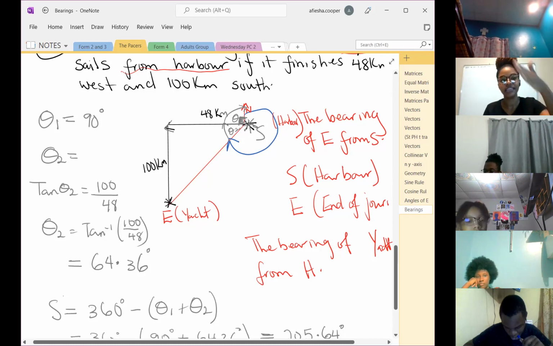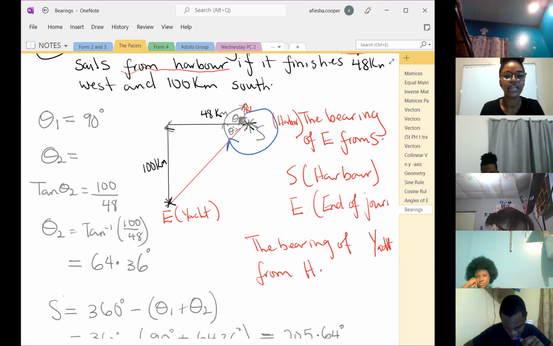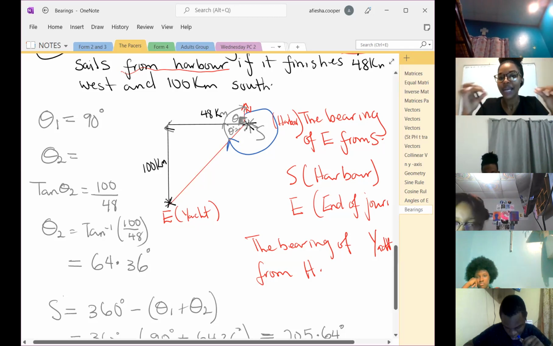So that's why we connected S with E. I just call it S, start and end. You could call it different letters, right? That's fine. Just remember which one is which one. So I put S as my harbor point because that's where I started.